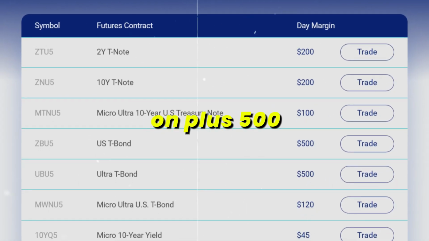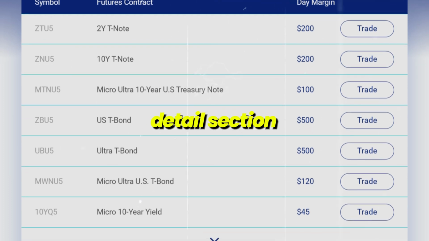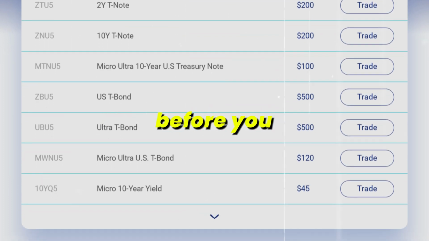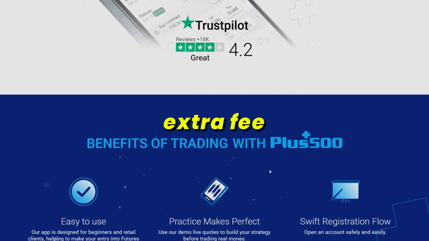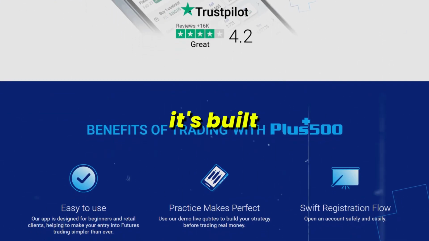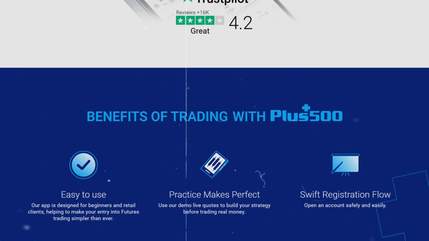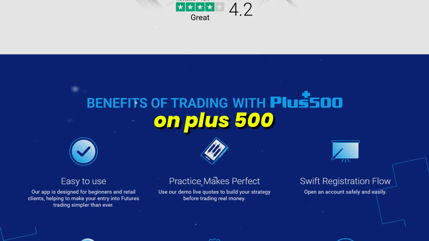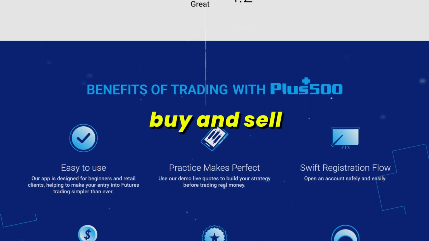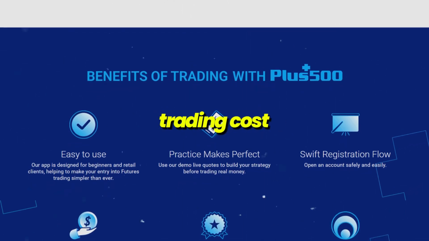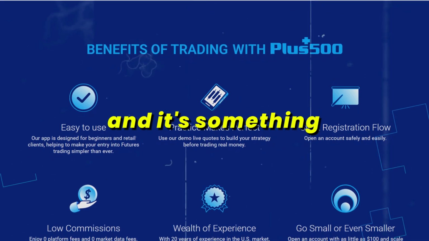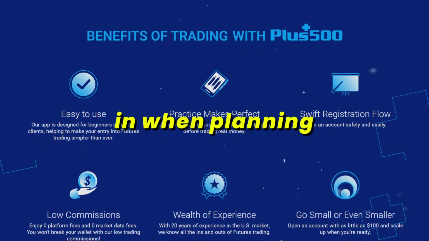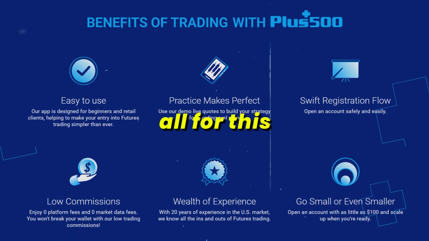On Plus500, the spread is clearly shown in the details section of every instrument before you place a trade, so there are no surprises. It's not an extra fee you'll see deducted separately, it's built into the price you trade at. So, in short, the spread on Plus500 is the gap between the buy and sell price. It's the main trading cost on the platform, replacing traditional commissions, and it's something every trader should factor in when planning positions.